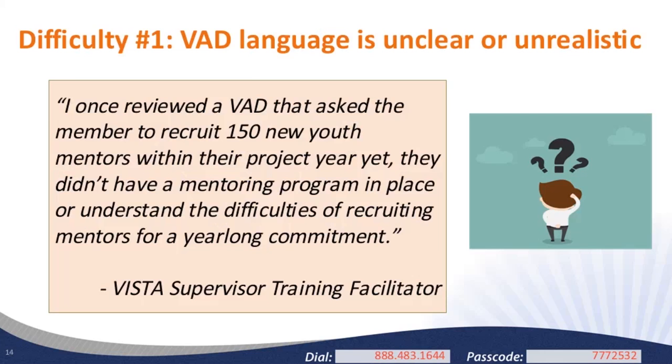Thanks, Amy. So as Amy mentioned, our first difficulty is that the VAD language is unclear or unrealistic. So we have a quote here from a VISTA supervisor trainer, someone who does training at supervisor orientation. "I once reviewed a VAD that asked the member to recruit 150 new youth mentors within their project year, yet they didn't have a mentoring program in place or understand the difficulties of recruiting mentors for a year-long commitment." So this really gets to what we're talking about with unclear or unrealistic. This really talks about the unrealistic part of this.